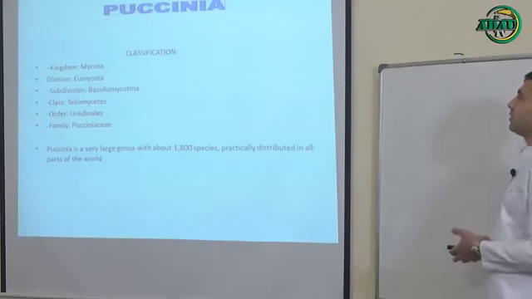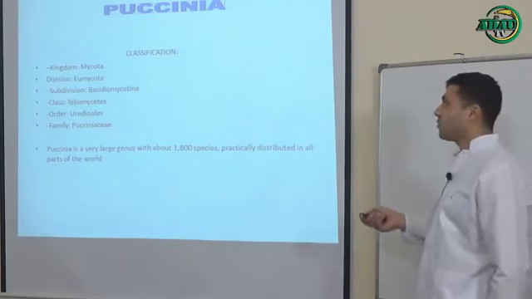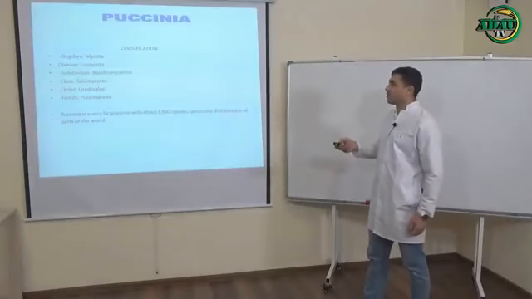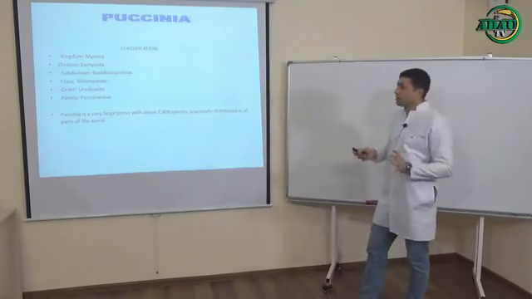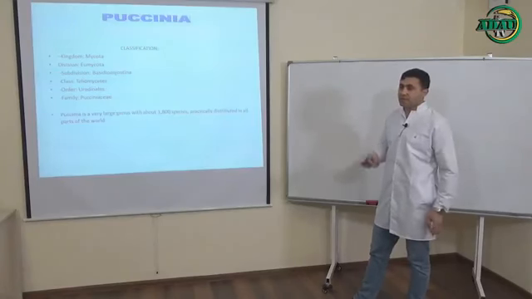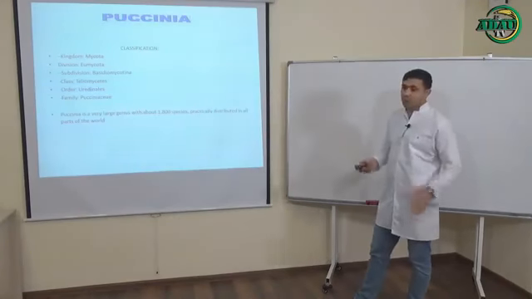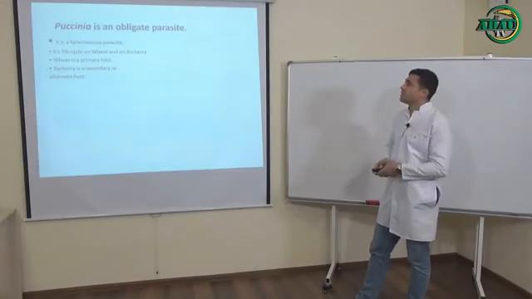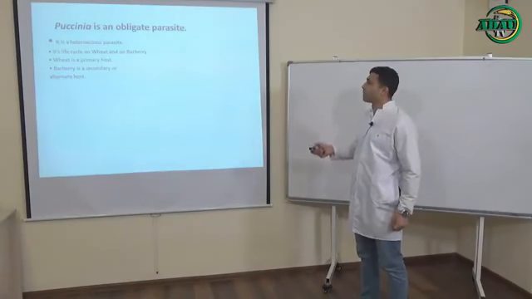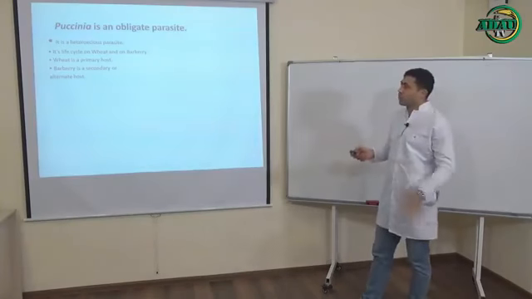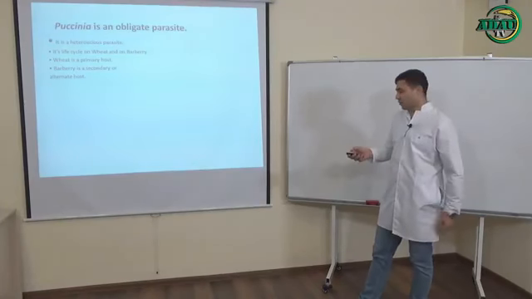What is Puccinia? Let me briefly explain the classification of Puccinia. The kingdom is Mycota, the division is Amycota, the subdivision Basidiomycota, the class Teliomycetes, the order Uredinales, and the family is Pucciniaceae. Puccinia is a very large genus with more than 1,800 species, distributed in all parts of the world, including Azerbaijan. Puccinia is an obligate parasite. It is a heteroecious parasite. The life cycle is on the wheat and also on barberries. Wheat is the primary host, and barberry is the secondary, or sometimes we call it the alternate host.